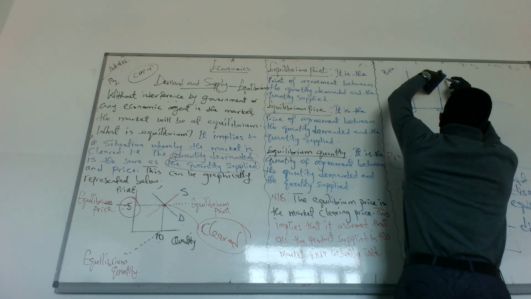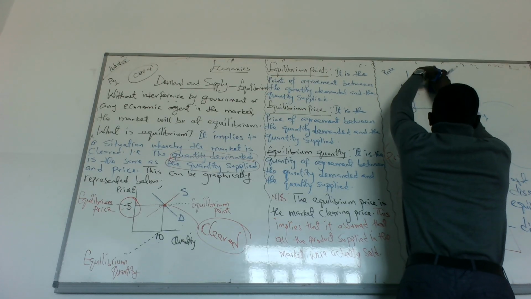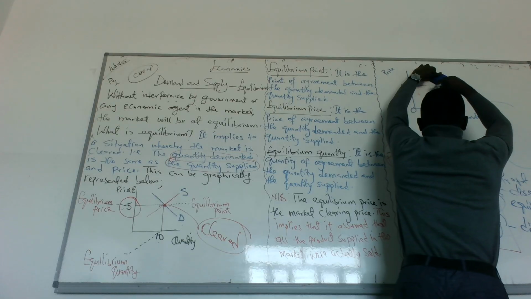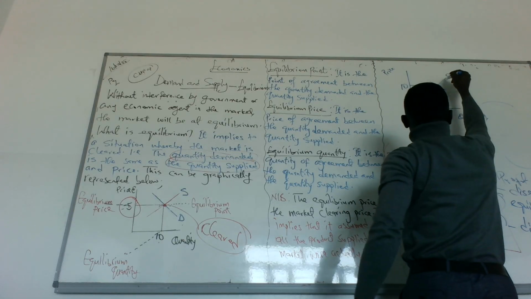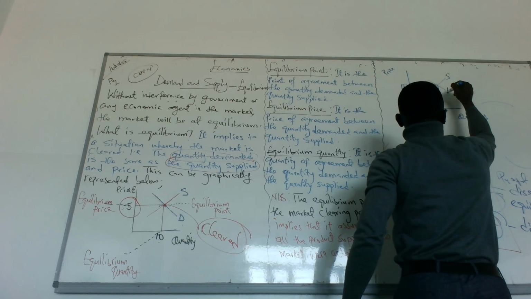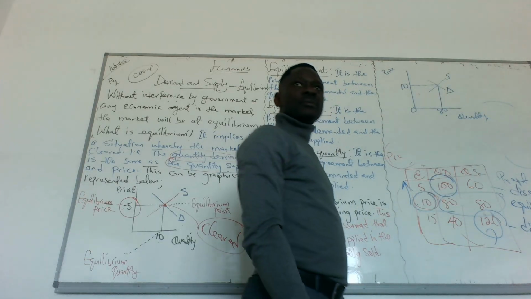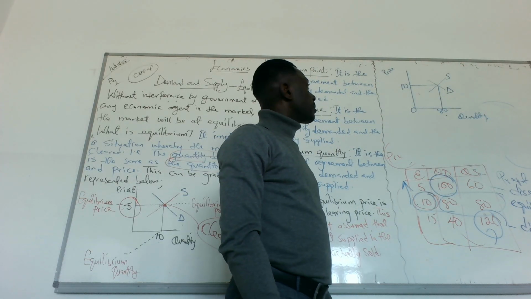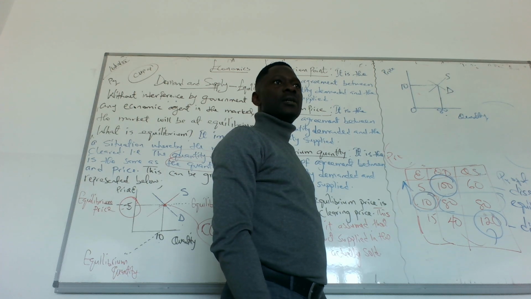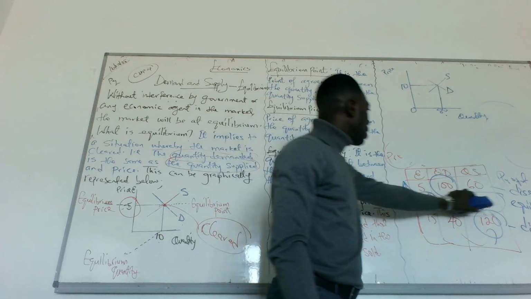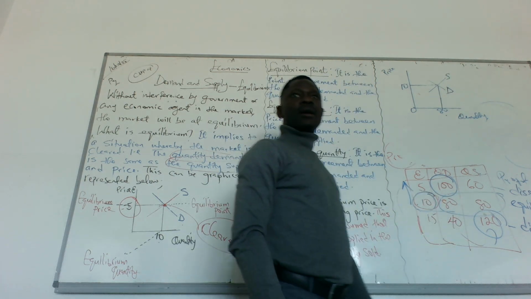This is the point of equilibrium, the intersection of supply and demand. This is supply and that's demand. That's the equilibrium point, the equilibrium price and the equilibrium quantity. That's the answer. So in the exam, you're going to give us the schedule and we do this.